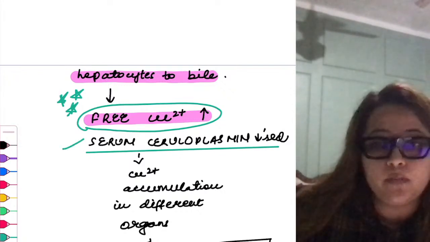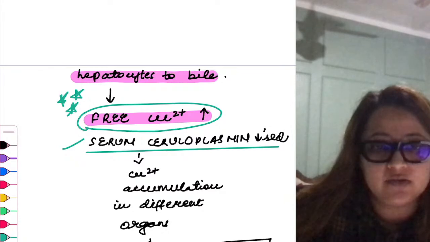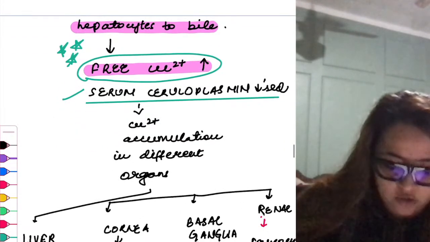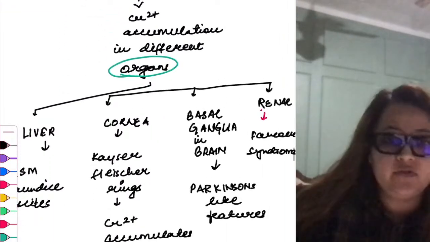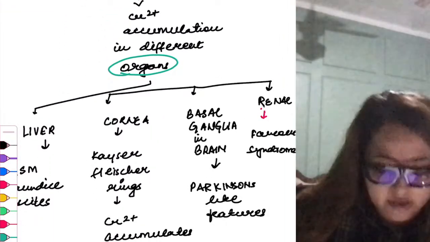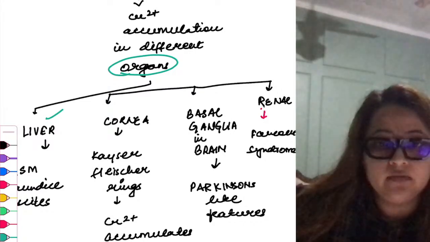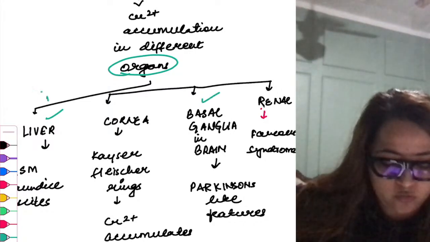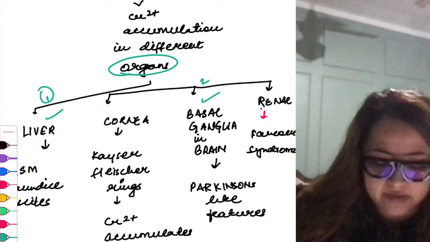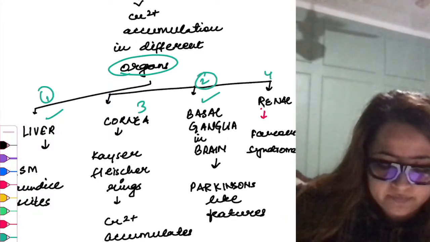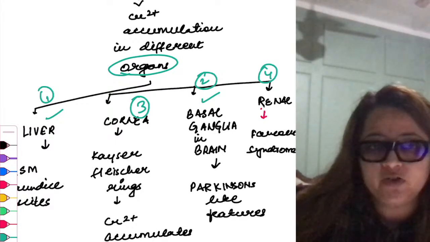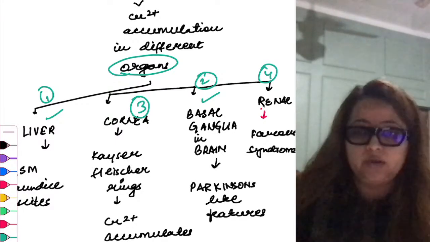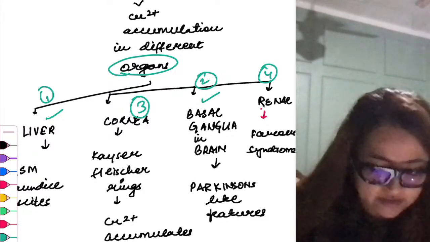And ultimately, if free copper levels are greatly increased in the body, they will start accumulating in different organs. So these are the different organs where the copper could accumulate. Number one, liver most commonly. Then I talked about the brain. These are the two most common locations where copper accumulates. Then the third, cornea, and then kidneys. This is not a ranking, just remember two most common locations. Number one is liver, number two is the basal ganglia and the brain.